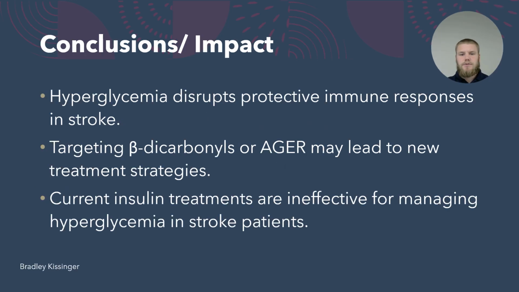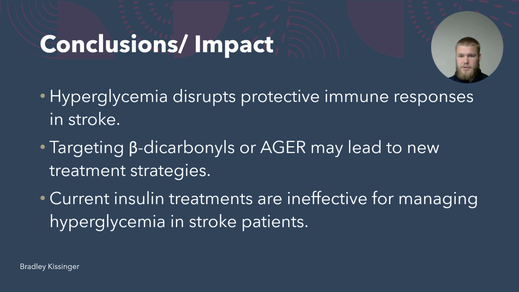So overall conclusions for the paper, it just shows important insights into how hyperglycemia makes stroke damage worse. The researchers found that when blood sugar was high, it changes how the immune cells called monocytes or macrophages work in the brain after a stroke. And these cells normally help protect the brain, but high sugar levels interfere with their ability to do that, and it actually makes it worse in the long run.